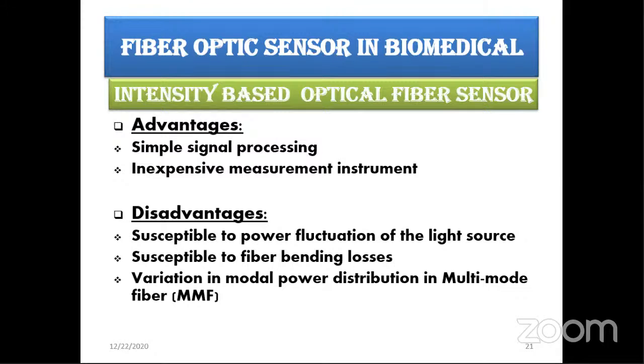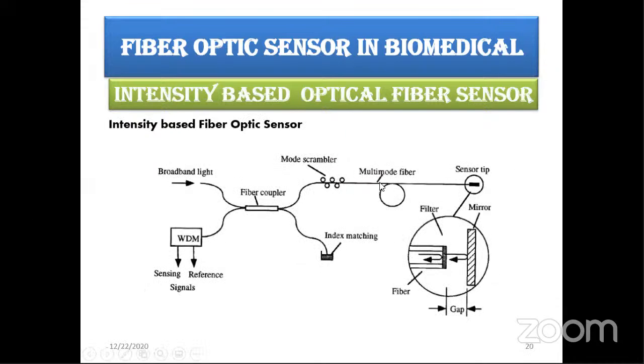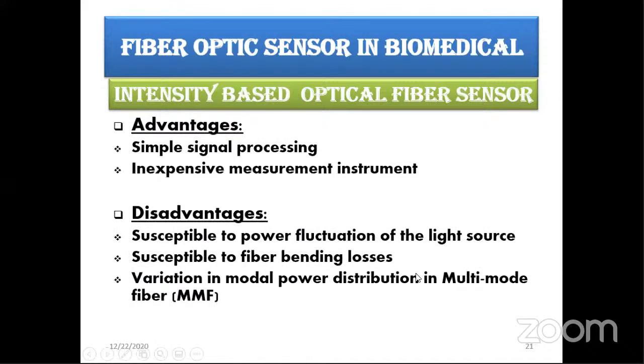The advantages of intensity based optical fiber sensors are simple signal processing, because it only measures that vibration, and it is an inexpensive measurement instrument. The disadvantages are that it is vulnerable to power fluctuation of the light source, because any fluctuation will be considered as a vibration and measured. It is also susceptible to fiber bending loss. If there is any bending, there may be minimum vibration, and that is also measured. And since it uses multi-mode fiber, there will be a modal power distribution, and the variation in modal power distribution also causes some error.